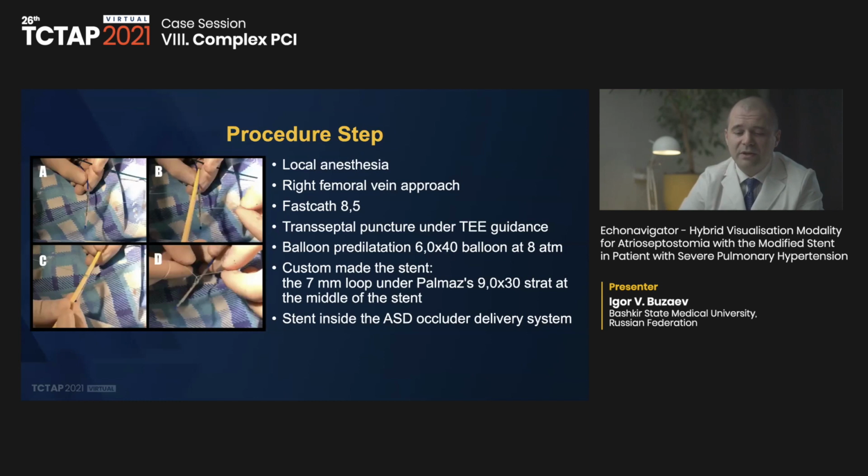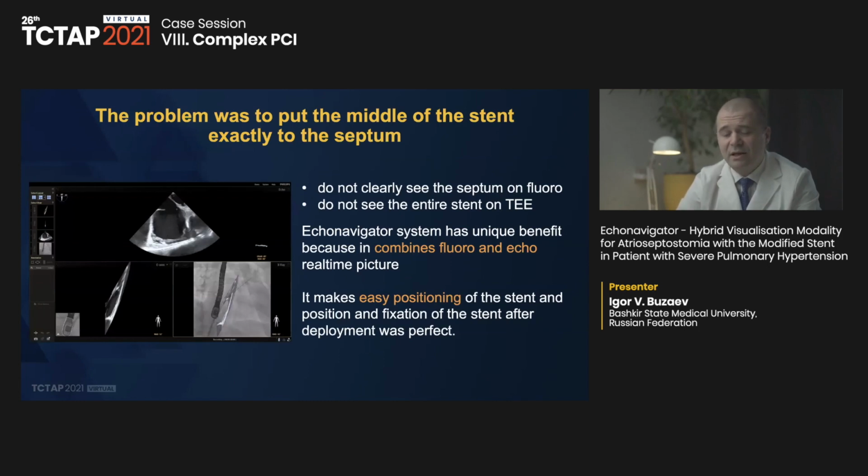And then we deliver this kind of stent inside the ASD occluder delivery system, as usual, to make the ASD closure. And this is how we make the stent modification to limit the waist and make the sand clock shape. We put the suture under one stent strut and make the ring to have the node around 7 millimeters in diameter.